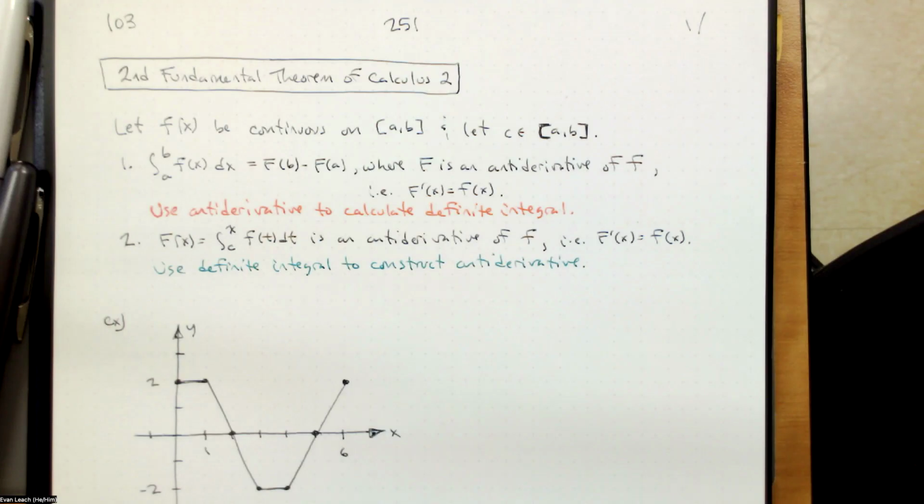The second part of the fundamental theorem of calculus says that capital F of x, defined to be the definite integral from c to x of f of t dt, is an antiderivative of f. What the second part is doing is using the definite integral to construct an antiderivative.